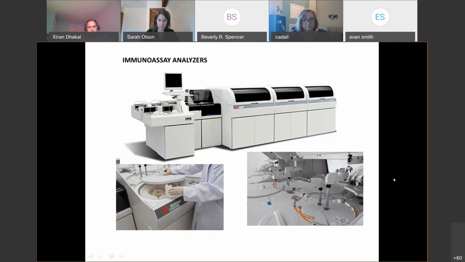This is more automated analyzers. You put the sample and you get the result in the computer. And all the validity assays and immunoassays are measured in this type of instruments.